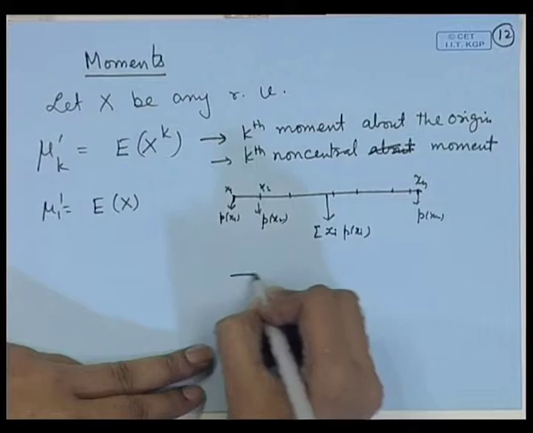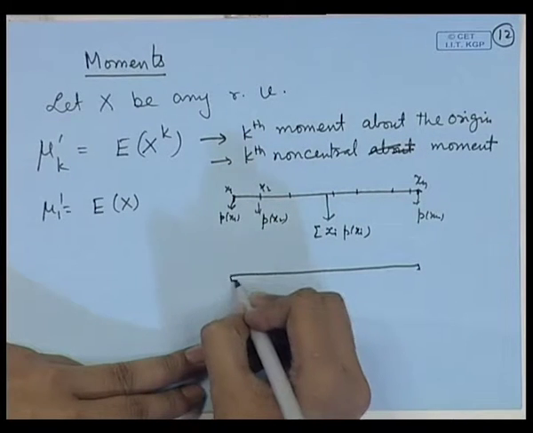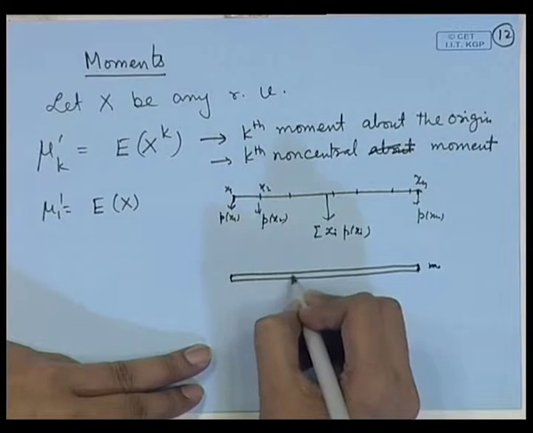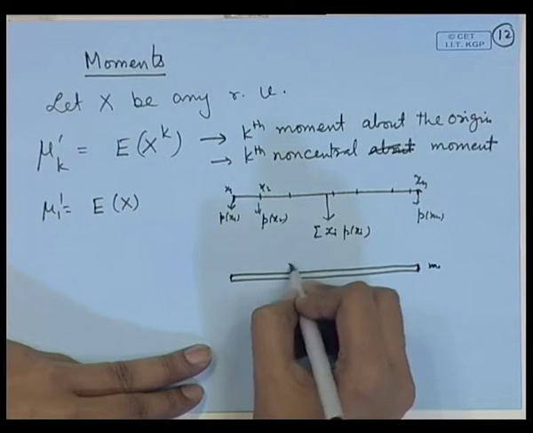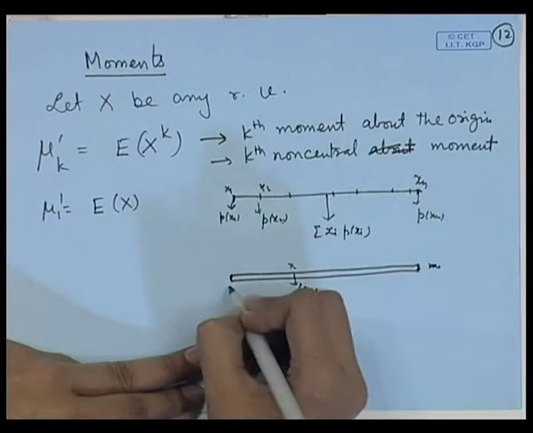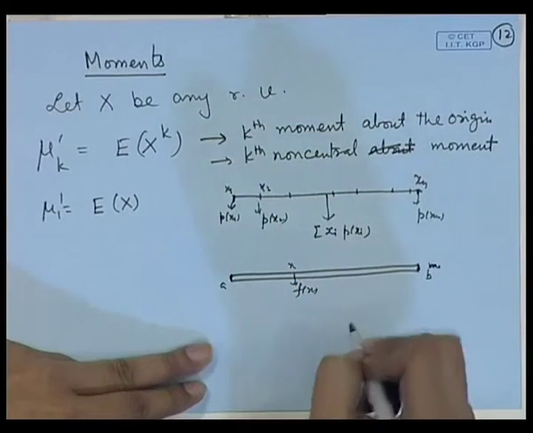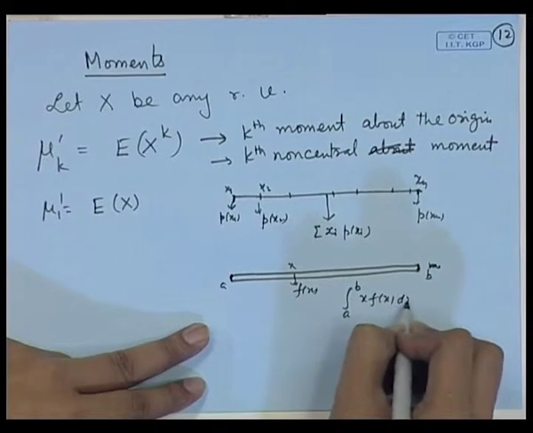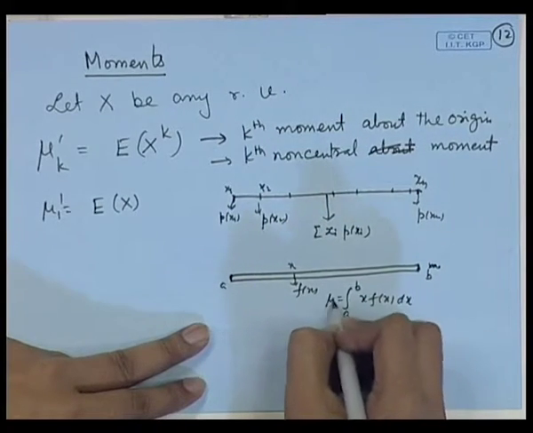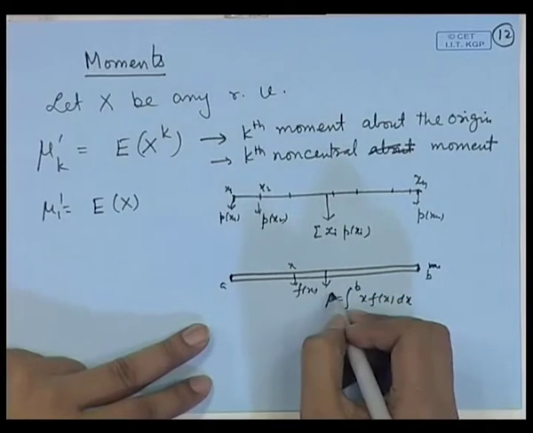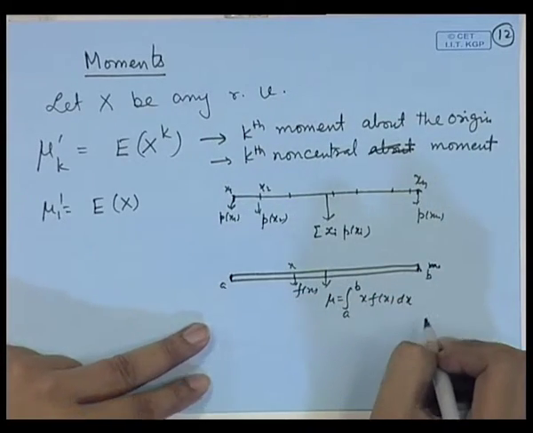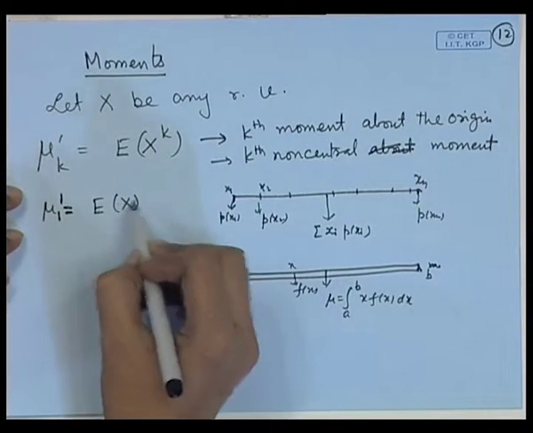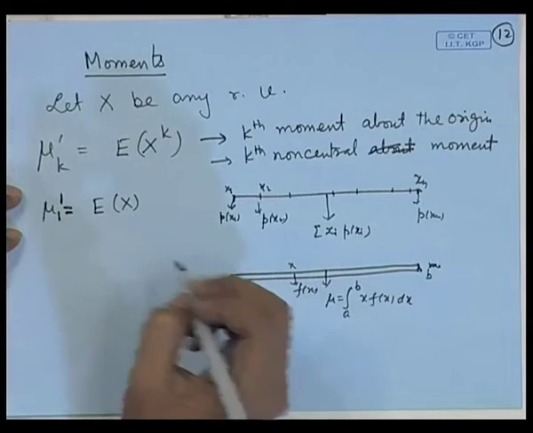In a similar way, if we consider a metallic bar with the density f x at the point x, suppose this is point A and this is point B, then the integral of x f x d x denotes the balance point, or the center of gravity of this bar. So, that is why this mu 1 prime is actually the first moment about the origin of the random variable.